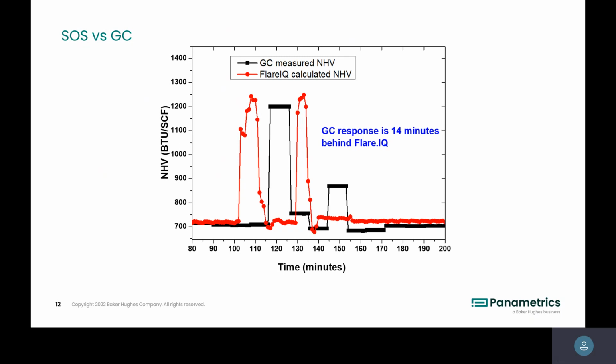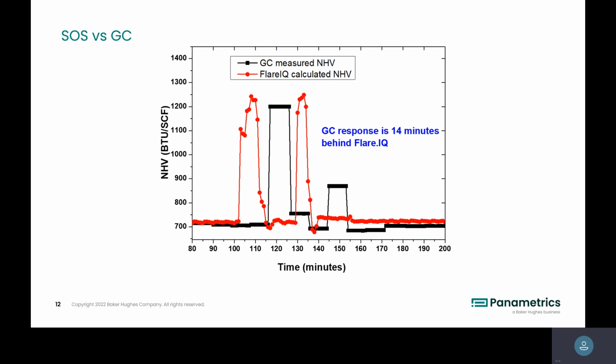You will see the comparison between sound speed measurement of Flare.IQ versus GC. GC is the black one. You can see overall, when there's no flaring event, it's matching pretty well within a few percent. Of course, we all know GC has, in this case, 14 minutes response time.